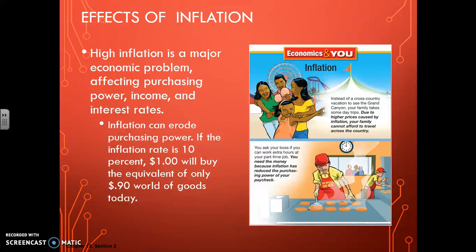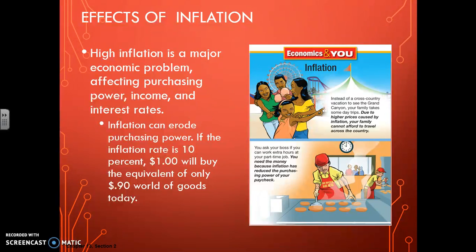It buys less stuff. If the inflation rate is 10%, $1 will buy the equivalent of only 90 cents of a good. 10% of that dollar is in inflation. So really, you're only spending 90 cents of that dollar.